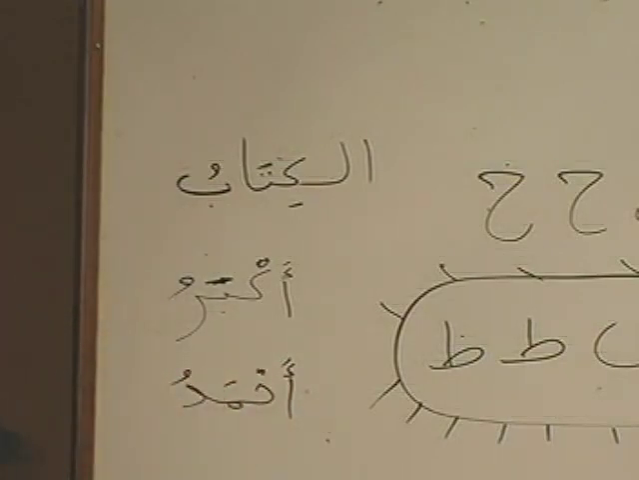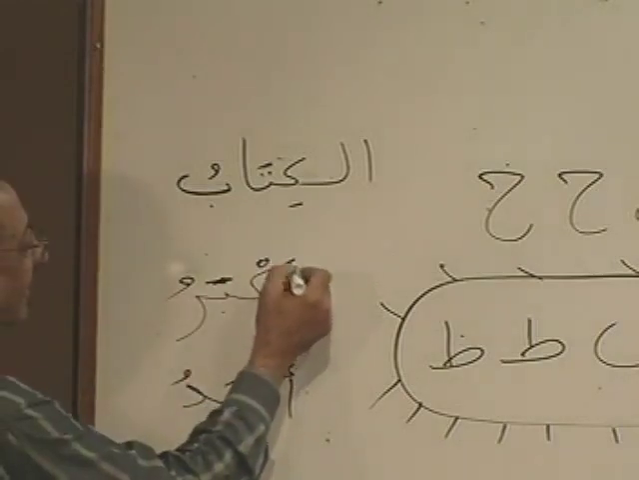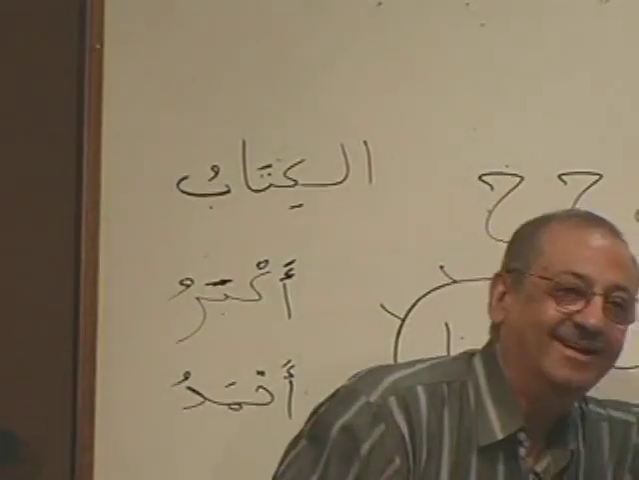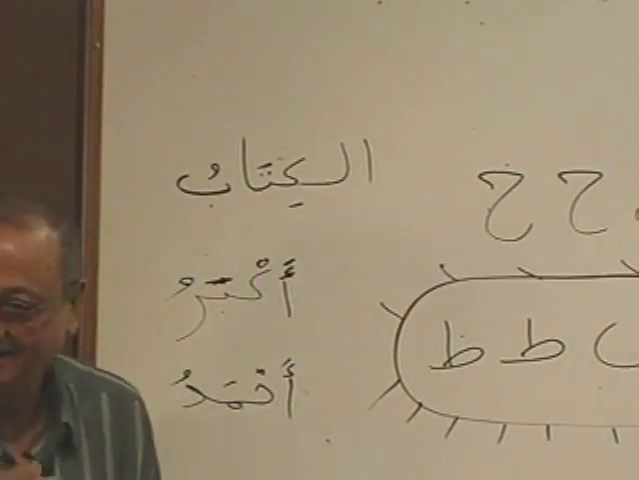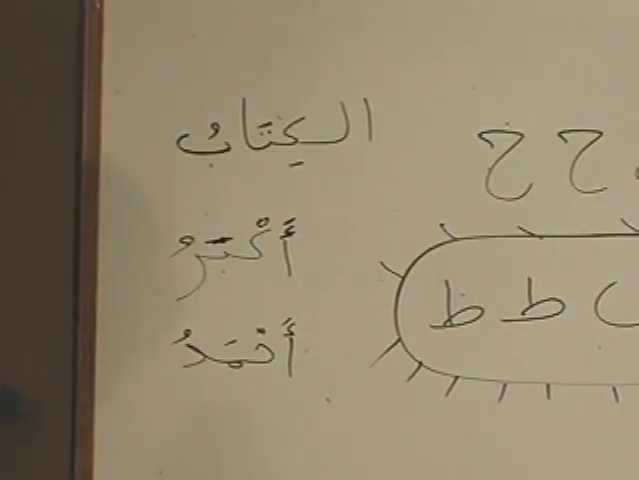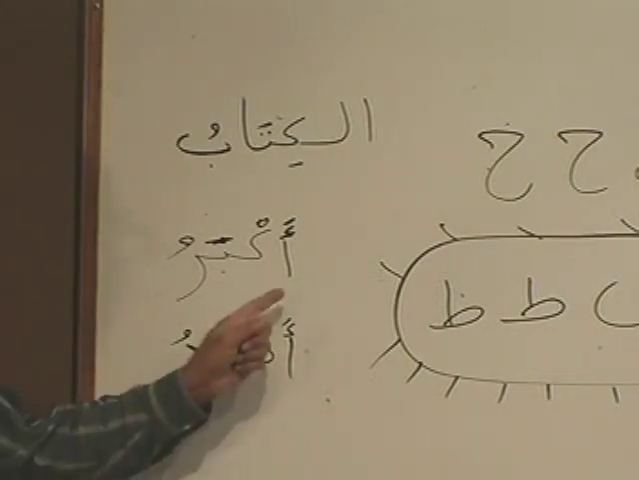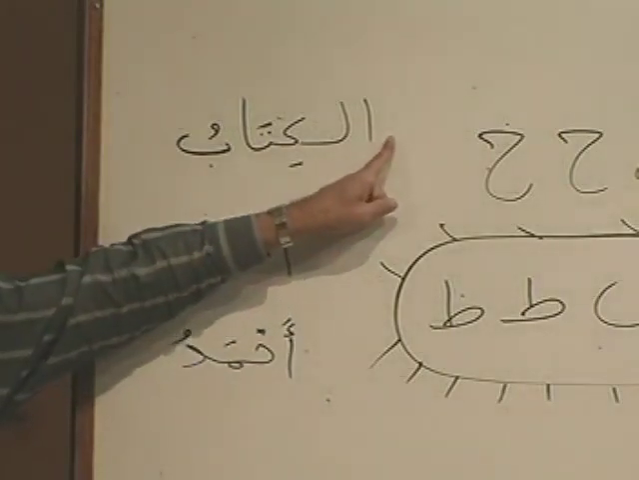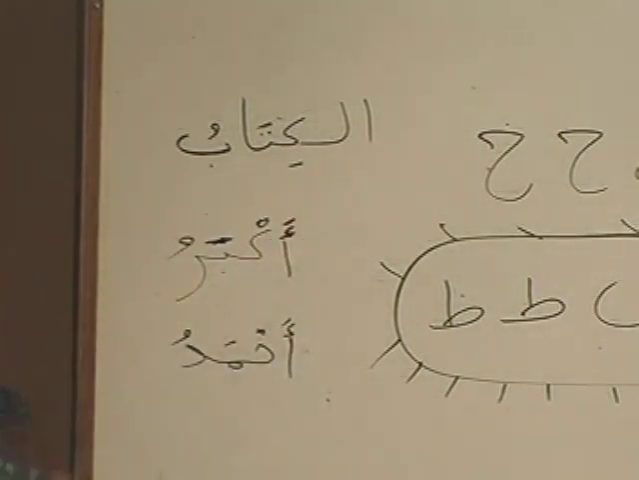What did I write down? Ahmad, do you see I put the thing here? This is the neck of Ain. What is it? Neck of Ain. Okay, Hamza is written as a neck of the Ain. Tell me why I did not put it here, and I put it here?